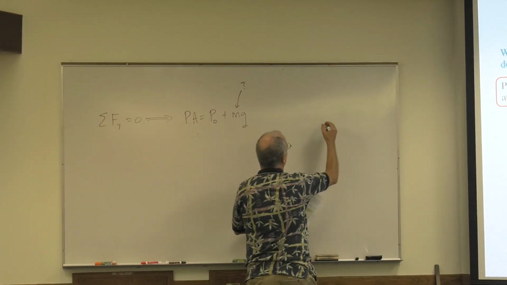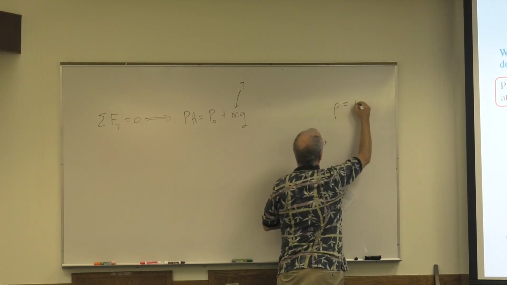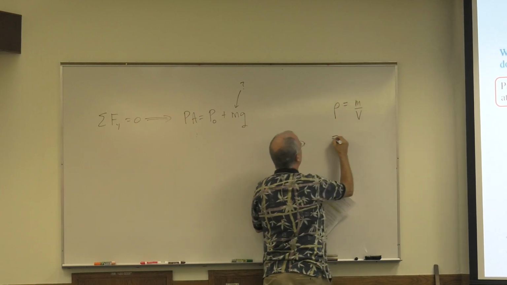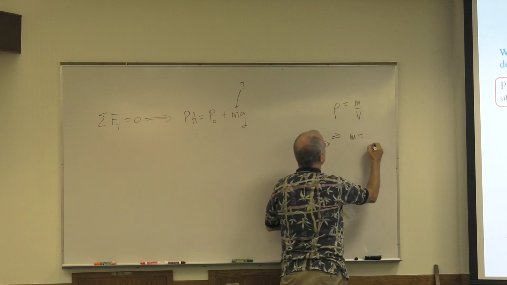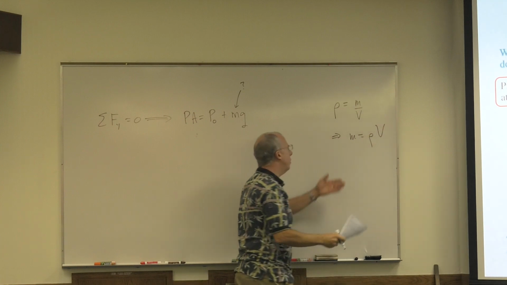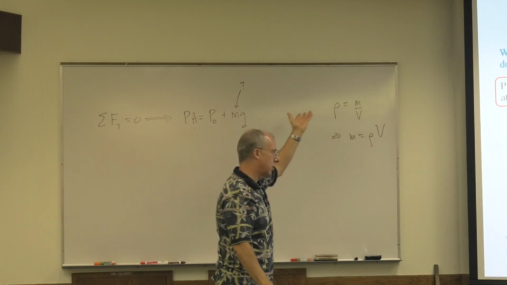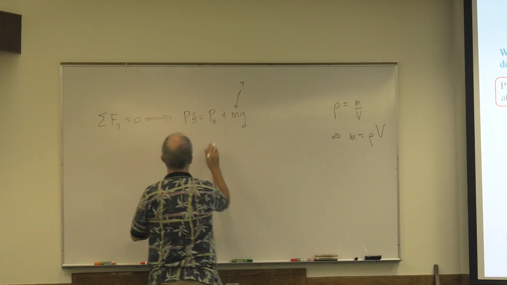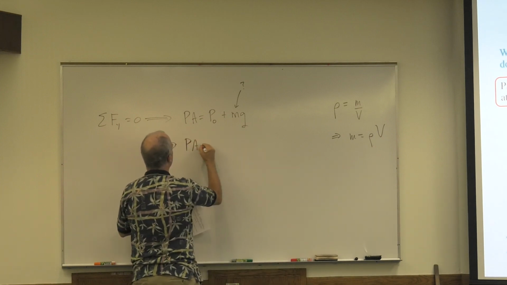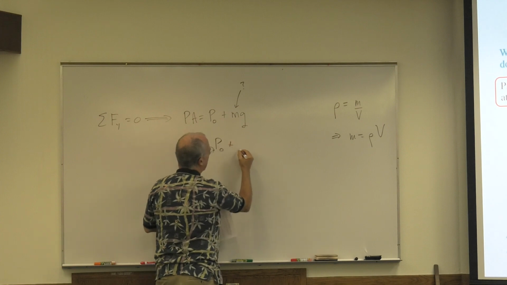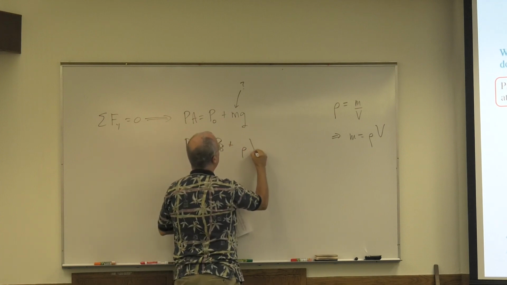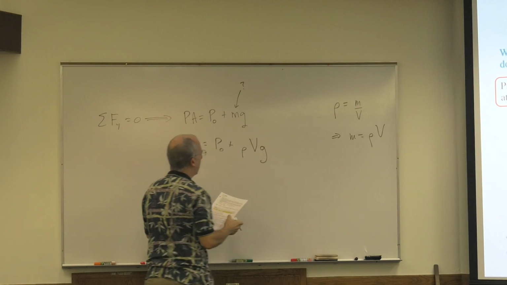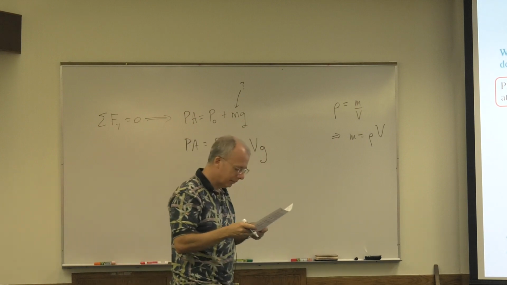Well, like I said earlier, the mass density equals mass over volume. Therefore, the mass equals the density times the volume. We're going to do that so often, you're going to be able to do it in your sleep. Okay, so now we're going to say that PA equals P0 plus rho VG. Okay, well that's cool.